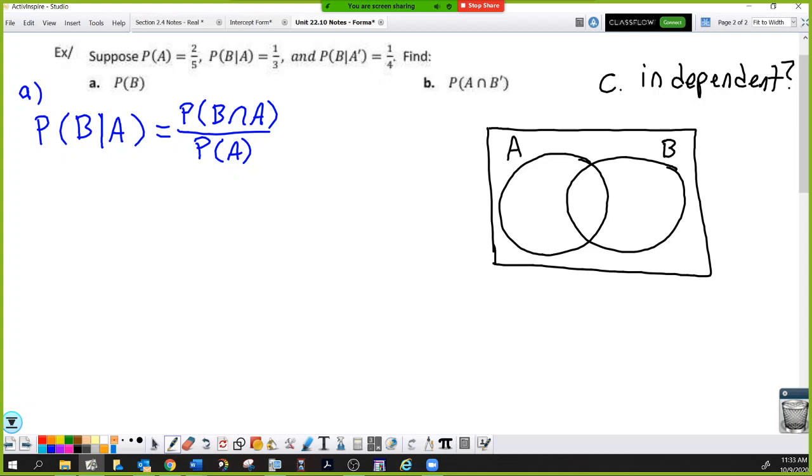Oh, A naught, sorry. What changes in the formula? No, the formula, all the A's just become A naughts.